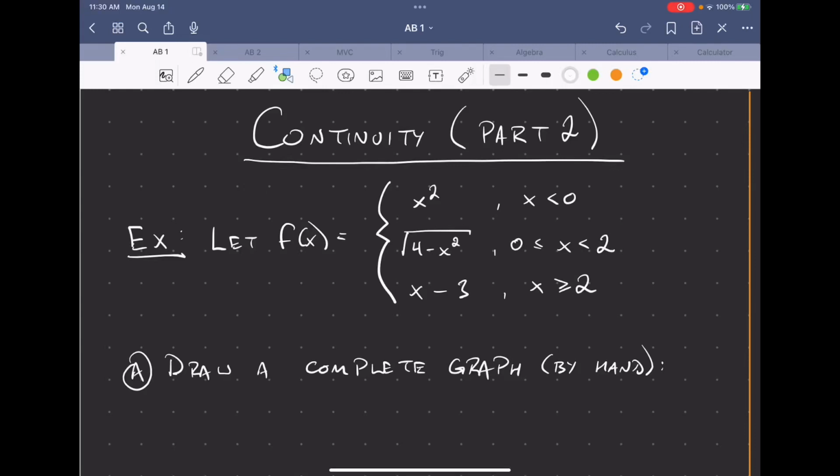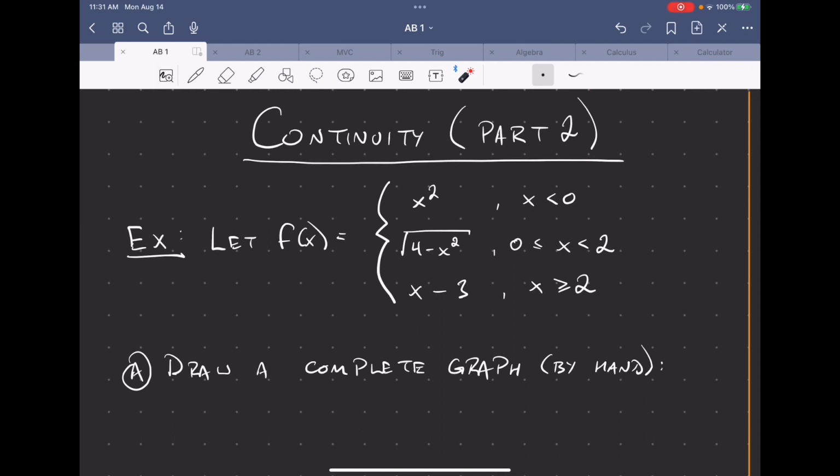All right, in this video, we're going to look at a couple examples of how we might encounter continuity inside of a calculus problem. So this first one, we have a piecewise function. It says, let f of x be this piecewise function. And notice there's three functions for this: x squared, square root of 4 minus x squared, and the bottom one is x minus 3.